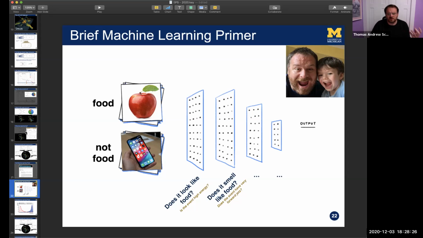Same thing with an event. You can say, is this event really high energy? Okay, does the event have a lot of forward jets? Does it have a lepton? And so on. You make all these kinds of decisions, and at the very end, you assign a probability based on those decisions that the thing is the actual thing that you're excited about, or isn't.